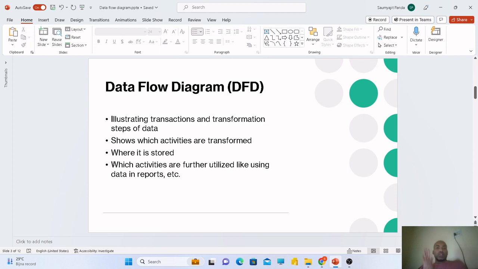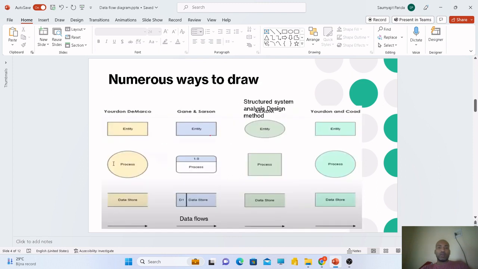Okay, coming to the data flow diagram. I will not bore you guys with a lot of text, and I will directly go into the topic. There are numerous ways to draw a data flow diagram. One is Yourdon, second is Gane and Sarson, third is SSADM, that is Structured System Analysis and Design Method, and fourth is Yourdon and Coad. Each technique has its own method, each with its own blocks.